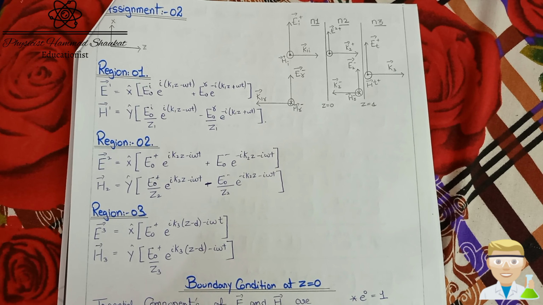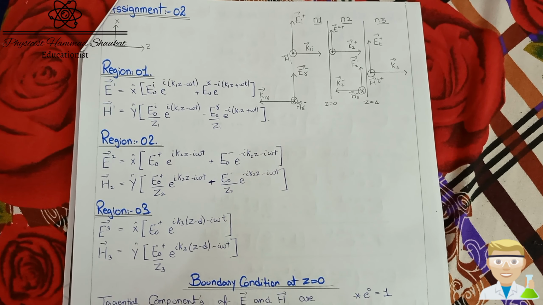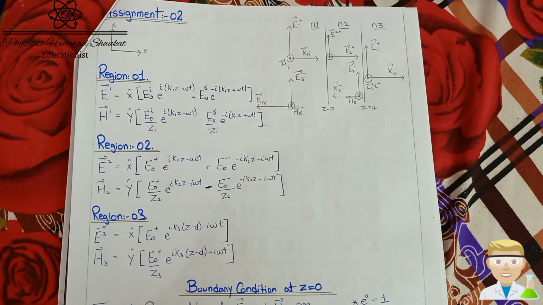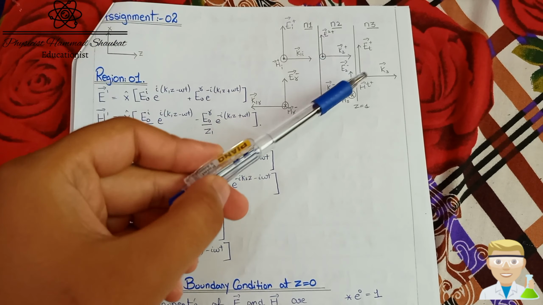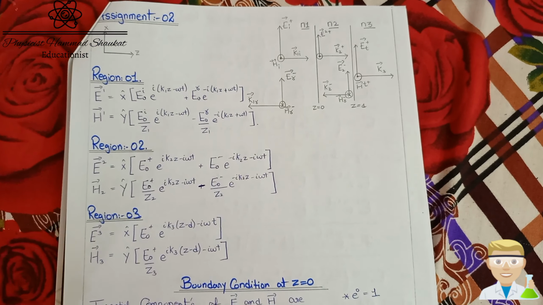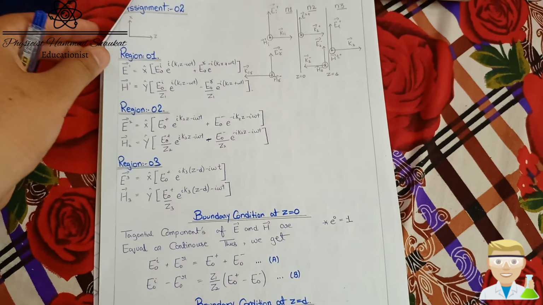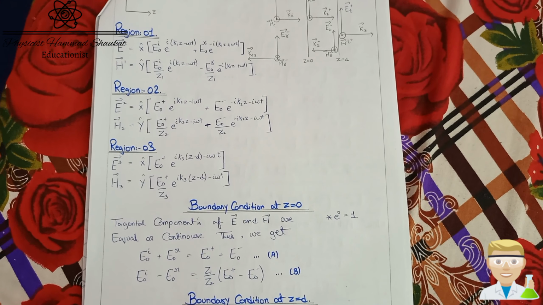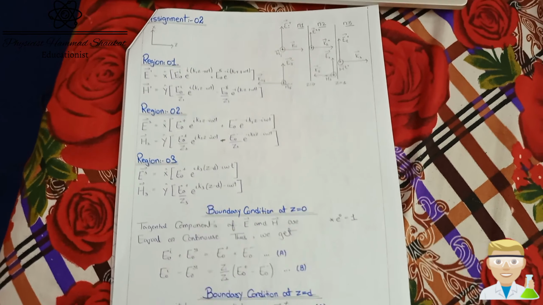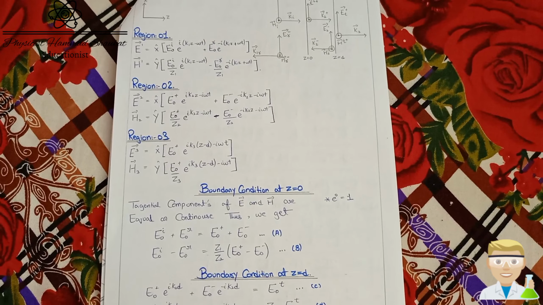Now let's move on towards applying the boundary conditions. We have two boundary conditions: one at z equals 0, and the second at z equals d. As you can see here, z equals 0 and z equals d. So let's first apply our first boundary condition, which is at z equals 0. What we have to do here is just put the value of z equals 0.